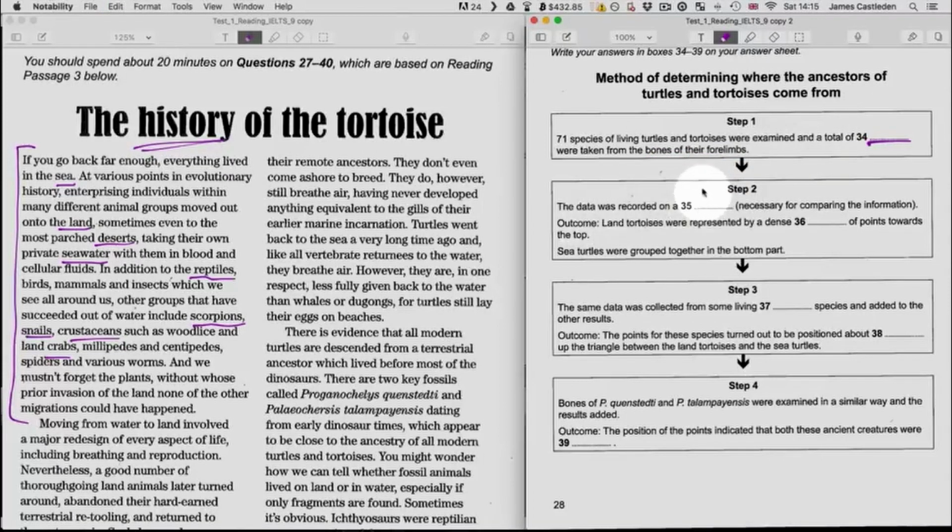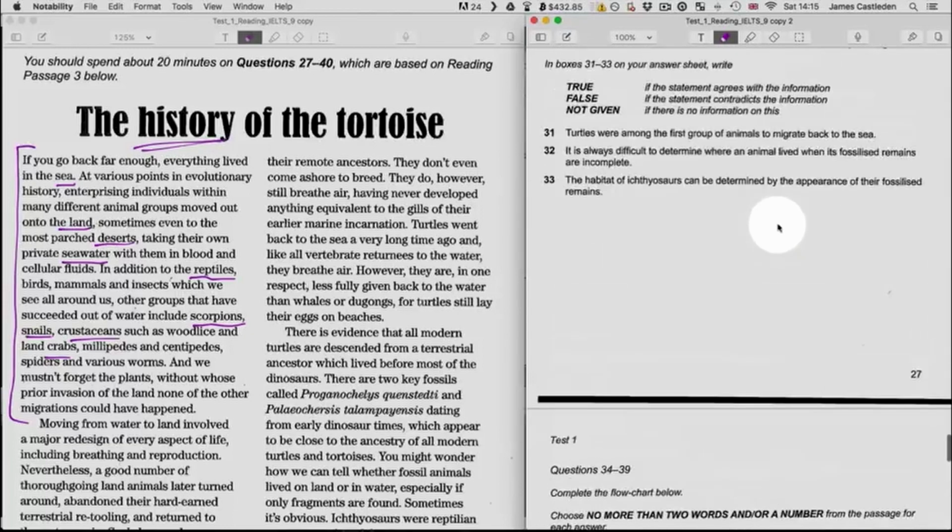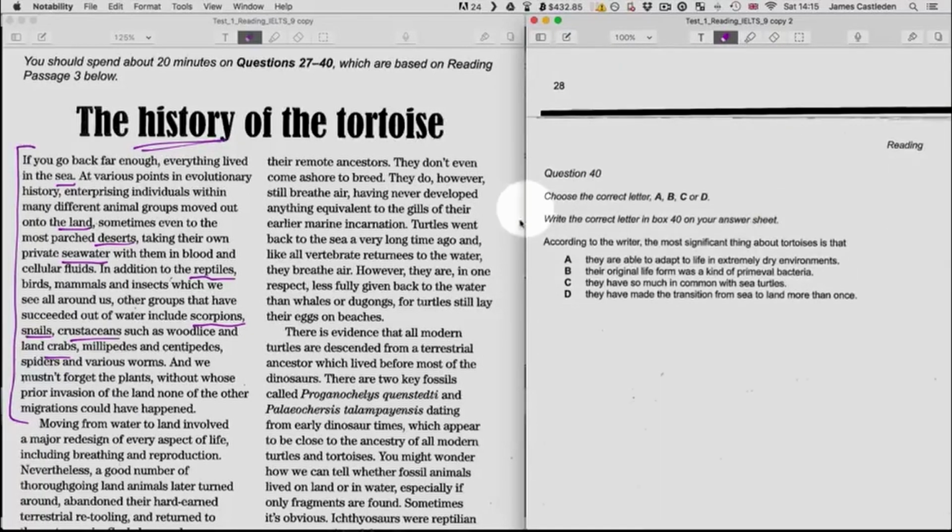Alright, the data was recorded on information. Land tortoises were represented by a dense something towards the top. I don't understand that. Sea turtles were grouped together in the bottom part, whatever that means. The same data was collected from some living something and added to other results. Outcome points to these. This is not really helping us to skim because it's obviously part of one paragraph. Okay, so we can't do that yet. Oh, what's that last one there? This might help us. According to the writer, the most significant thing about tortoises is that. Okay, that's not going to help us either.